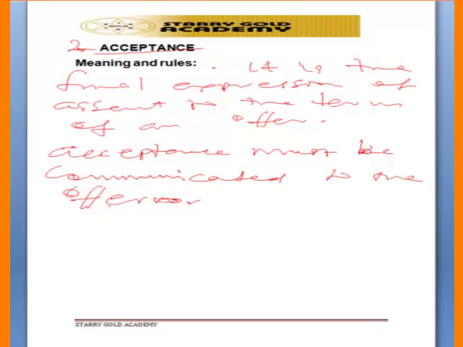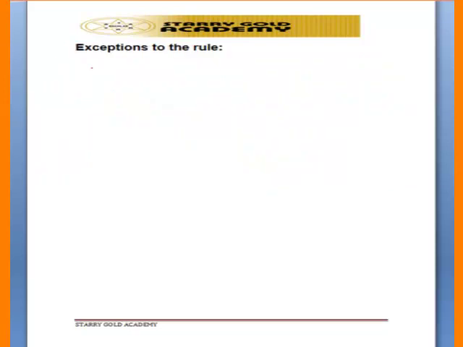By the offeree. But there is an exception to the rule of communication of acceptance. Let us look at those exceptions. The exception to the rule of communication is that where the acceptance is by post, then it is not compulsory that the offeror must be aware.